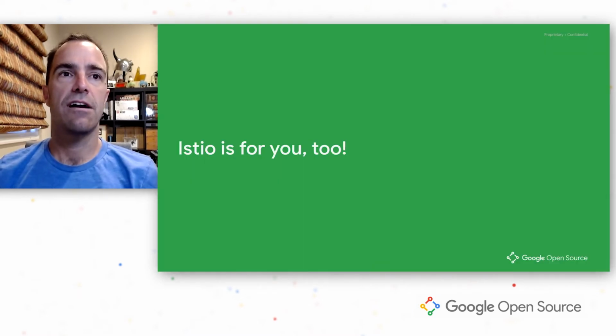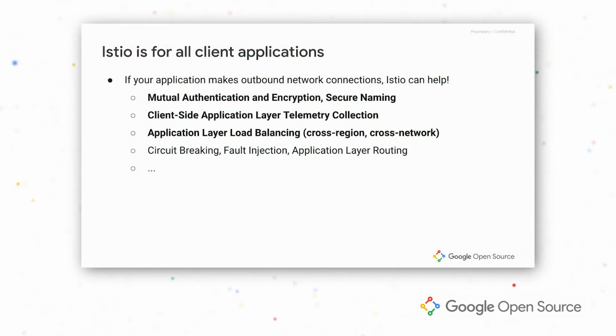Okay, so let's talk about why Istio really is for you and why it's useful for all these networked applications that you might have. So here's a list of some of the stuff that you get from Istio. The bold things here you get just by installing it and rolling out the data plane, I should say, not actually configuring it. So no configuration. You get mutual authentication and encryption. You get secure naming, which means that your clients actually do the authentication of the server and make sure the server is who it's supposed to be.